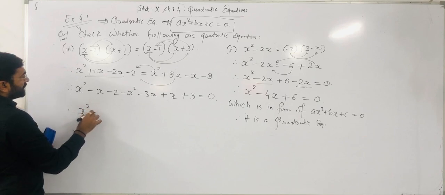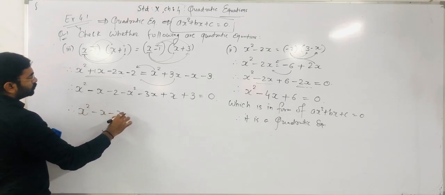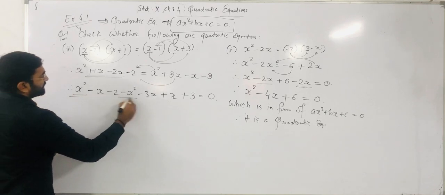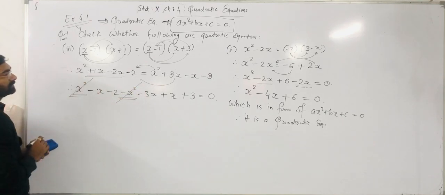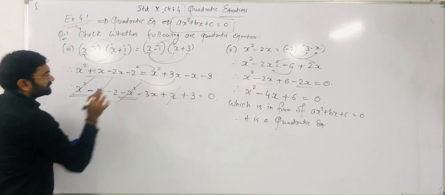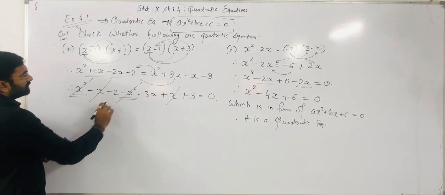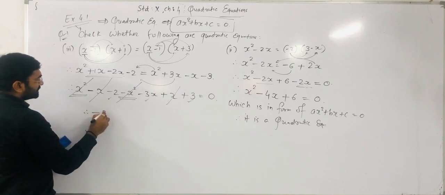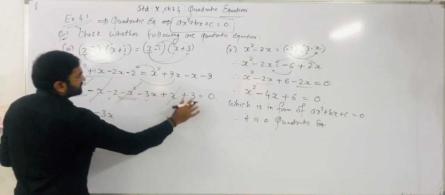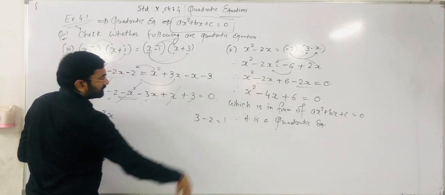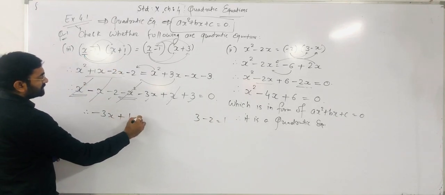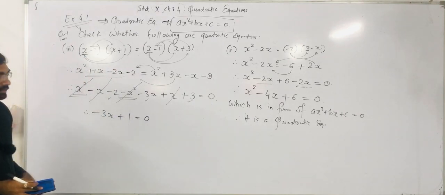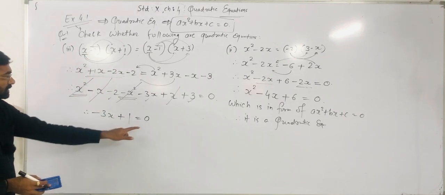Now x square minus x minus 2 minus x square. See here from this one, plus x square minus x square, this cancels. Minus x plus x cancels. Here we get minus 2, minus 3x and plus 6. So we write minus 3x. Minus 2 plus 3, 3 minus 2, answer is 1. So plus 1 is equal to 0 we get. So observe, minus 3x plus 1 is equal to 0.